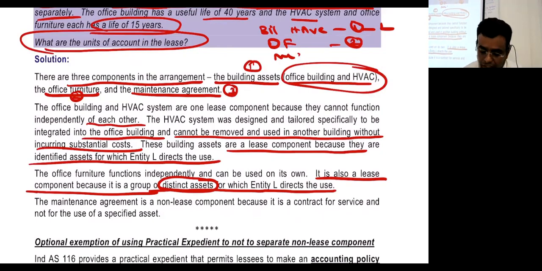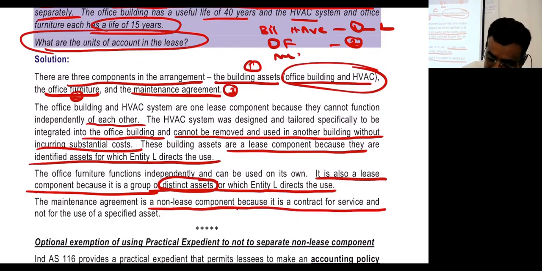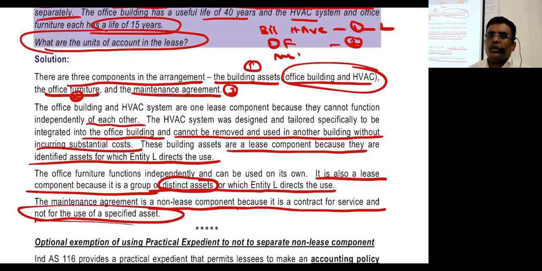So obviously it is not lease. You agree with me or not? Since the maintenance agreement is a non-lease component, because it's a contract for service and not for use of specified assets, literally speaking there are no identified assets. So three components are there: two components are classified under 116, one component will be classified under 115. Hopefully you are clear on this.